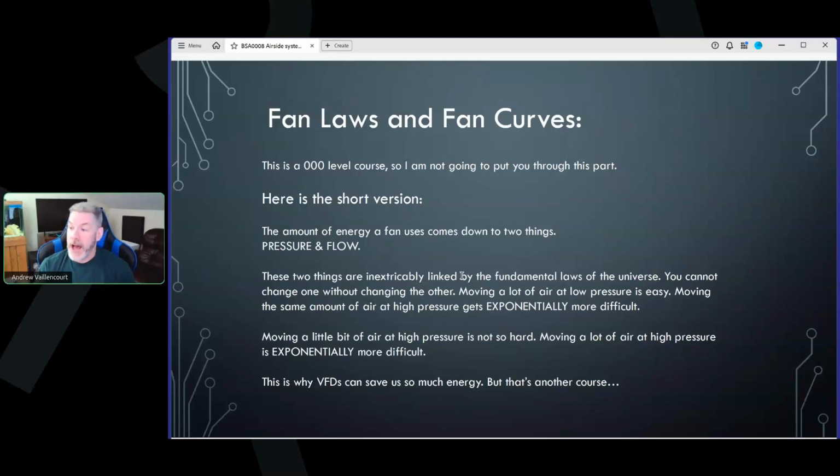Moving a little bit of air at high pressure is not so hard. So if the pressure is really high and I just want to move a little, it's still not that hard. Moving a lot of air at high pressure is exponentially more difficult, not linear, exponential. And the power rides these as a cube. So if I need to double my airflow, I have to square the pressure, and I'm going to cube how much energy it takes to do it. It goes up fast. That's the short version. This is why VFDs can save us more energy, but that's a completely different course.